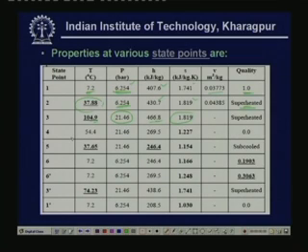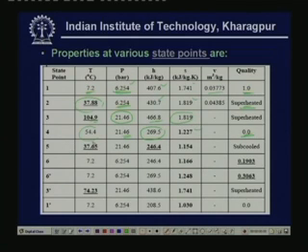Then point 4 is nothing but the exit of the condenser, which is saturated liquid. So, quality is 0, temperature is 54.4. So, the pressure is the saturated pressure, 21.46 bar, and from this information you can find out the enthalpy, 269.5, and entropy.